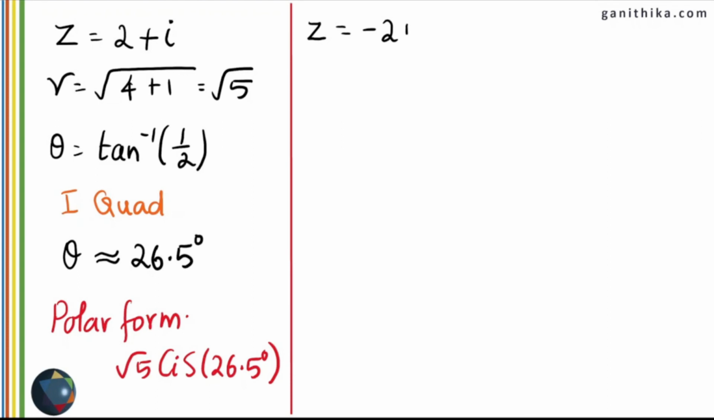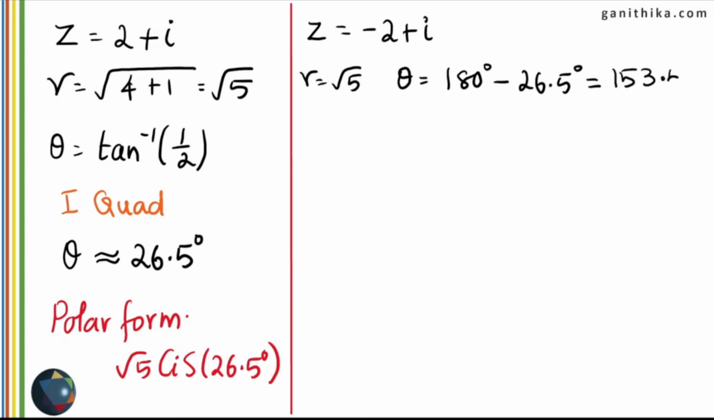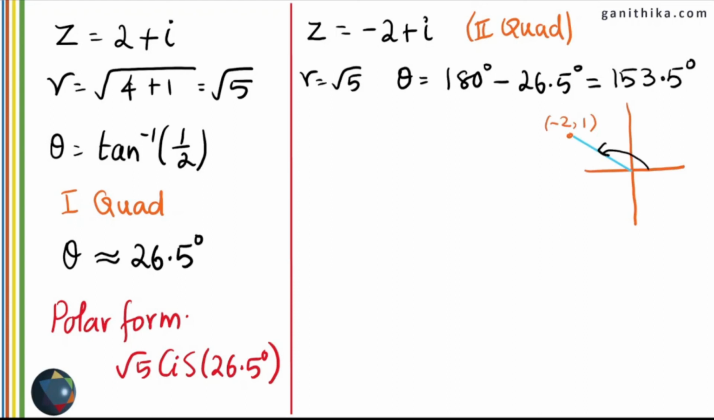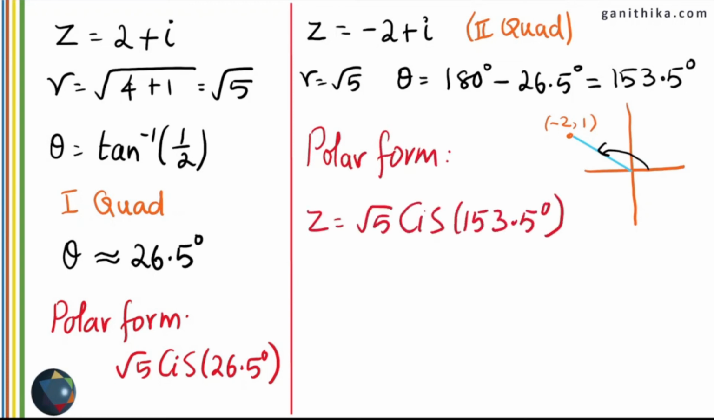Let's consider another example, minus 2 plus i. r is the same, square root of 5, but theta is 180 minus 26.5 because this is in the second quadrant, minus 2, 1. So you can see that this is in the second quadrant, therefore the angle is here, therefore it is 180 minus 26.5, which is 153.5 degrees. Therefore the polar form for this complex number minus 2 plus i is square root of 5 cis 153.5 degrees, cos 153.5 plus i sin 153.5.